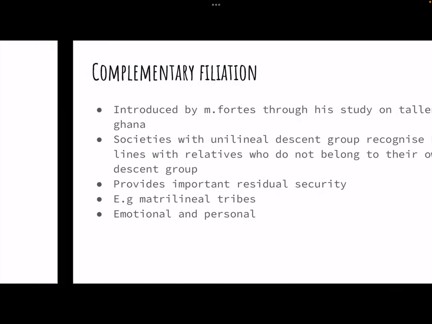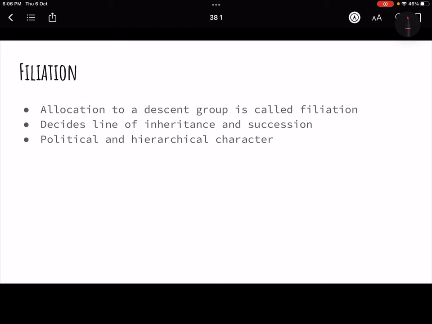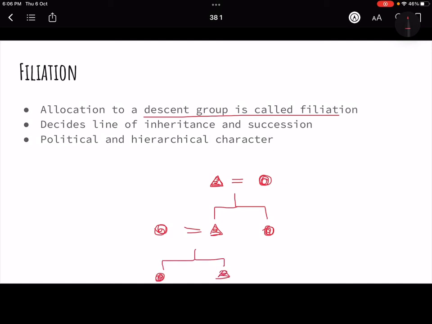So let's get started. So basically when we talk about filiation, filiation is allocation to a descent group, right? So until now, basically what were we studying? For example, this is a family which has these kids, right? And then this person marries somebody else and now he has kids, right? So if I have to talk about this person, how this person allocates himself to his descent group.